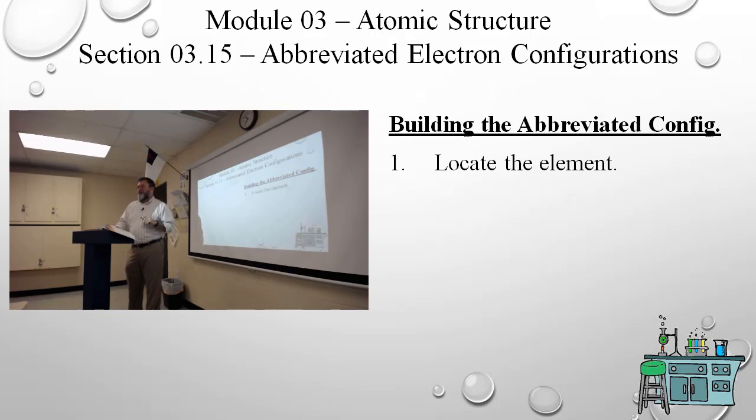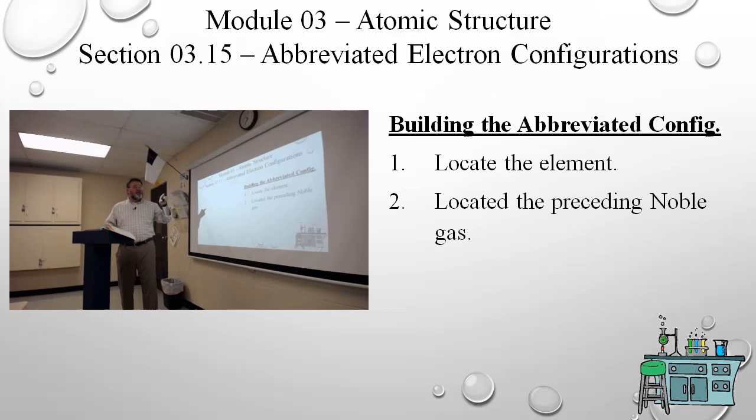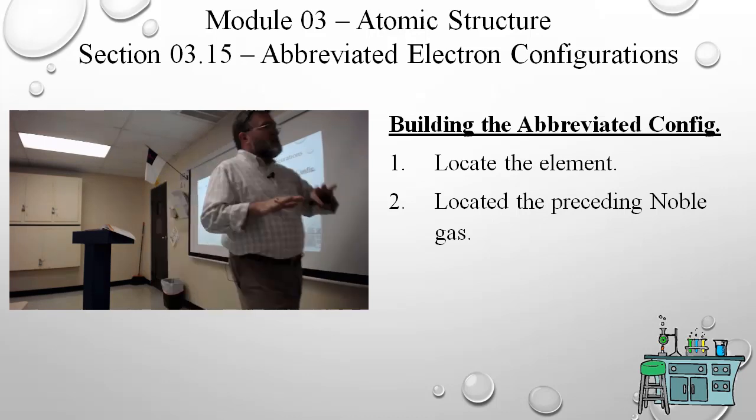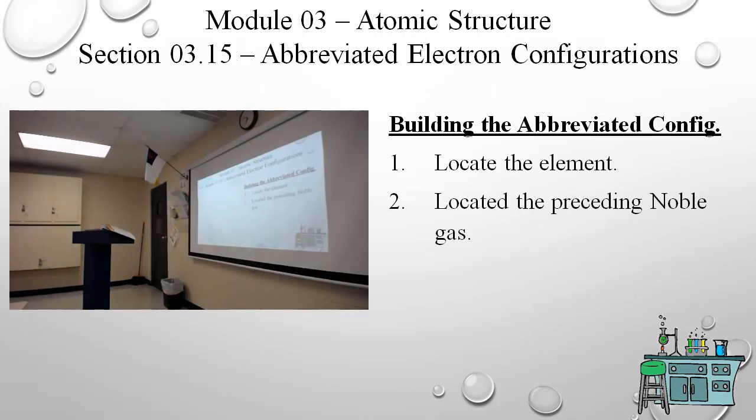And we're going to start at the preceding noble gas. So you locate the elements you need to build the abbreviated configuration for. Then you locate the preceding noble gas. How do you do that? You locate your element wherever it is on the periodic table. Let's go back to silver again. We've used that a couple times. So silver is at 47.